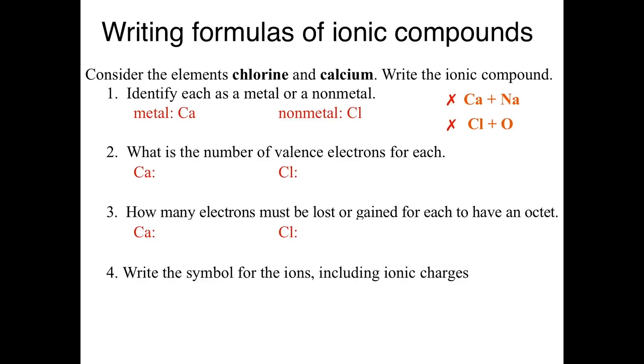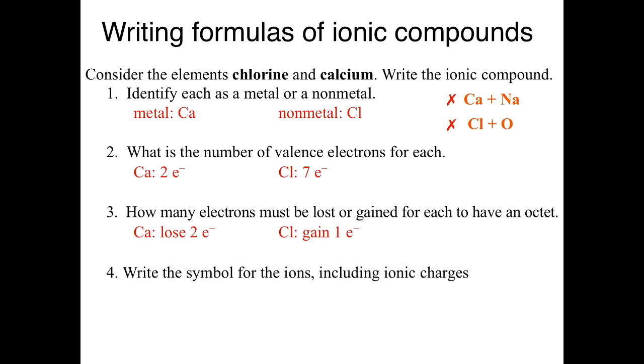Next, you want to ask yourself how many valence electrons does each atom have? And remember, the valence electron count just comes from the group number. So calcium is in group number 2, so it has 2 valence electrons, whereas chlorine is in group number 7, so it has 7 valence electrons. Next, how many electrons must be lost or gained for each to have an octet? So calcium has 2 valence electrons, so it should lose 2 electrons, whereas chlorine has 7 electrons, is a nonmetal, so it's going to gain 1 electron.